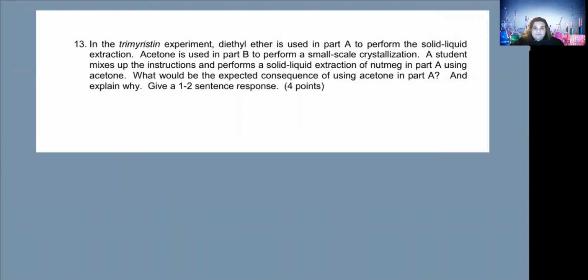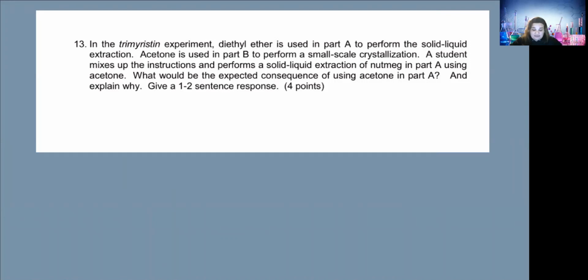So diethyl ether, we use that to extract trimyristin from nutmeg, right? That was a solid-liquid extraction. So the liquid in that Erlenmeyer flask was trimyristin along with other soluble impurities that are in nutmeg. If we don't use diethyl ether and we use acetone instead, let's think about what might happen.